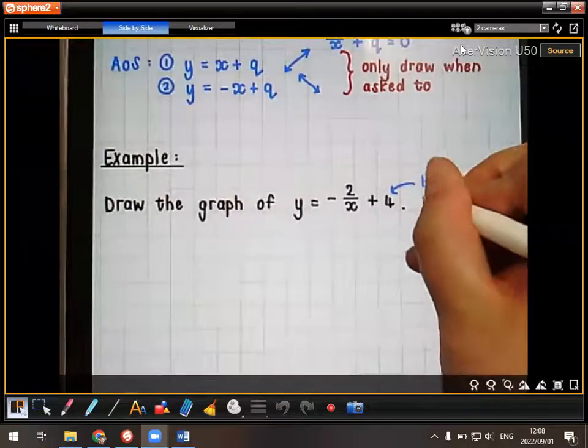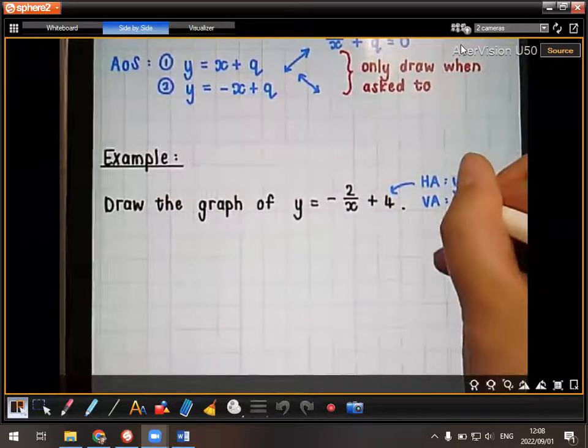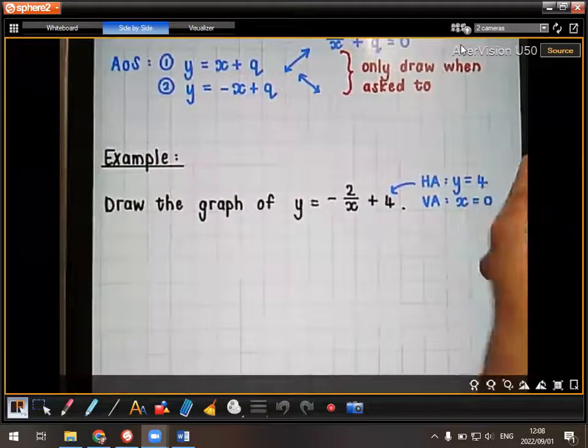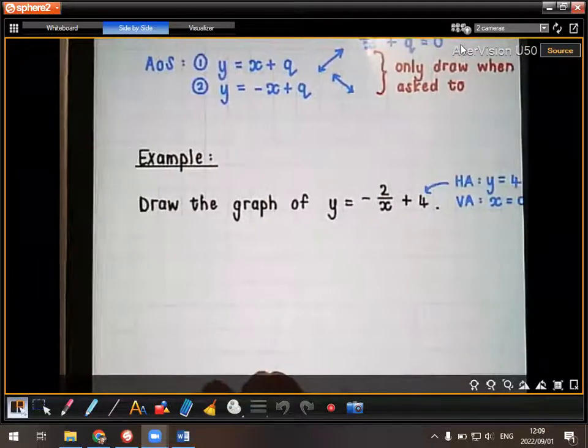What about the vertical asymptote, guys? The vertical asymptote is the y-axis, right? Which is the line x equals 0. Are we going to have a y-intercept if the y-axis is an asymptote? No. But if you try and calculate the y-intercept, say you forget that, I'll just show you what's going to happen.